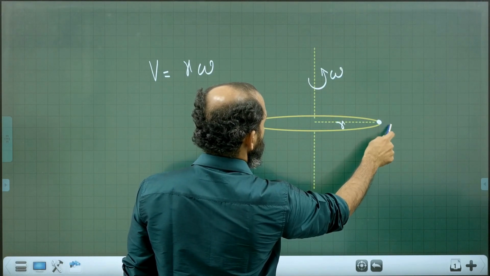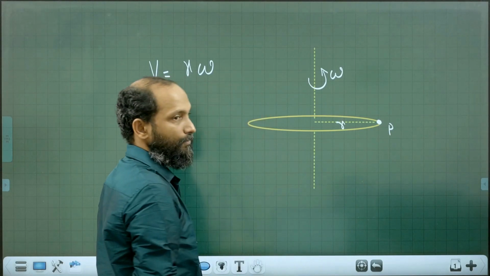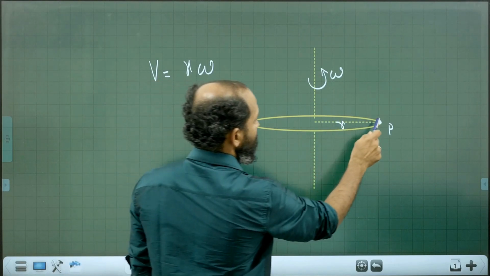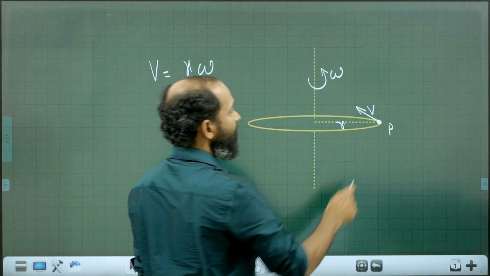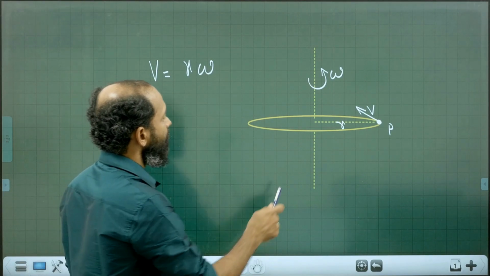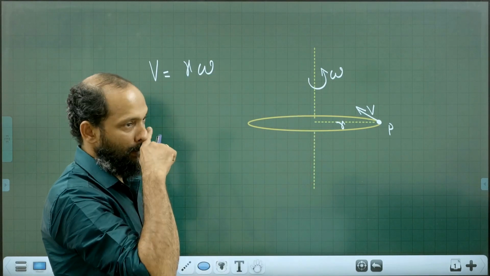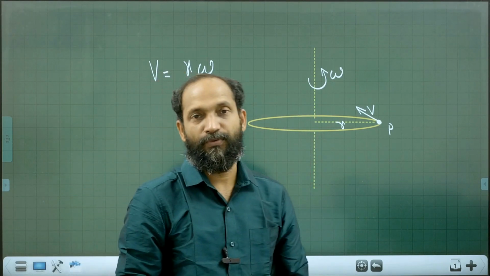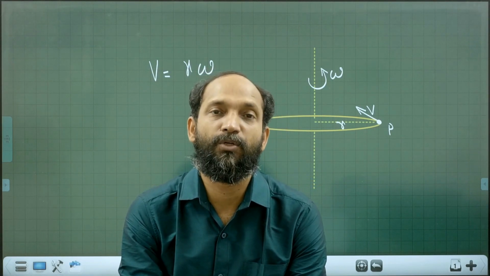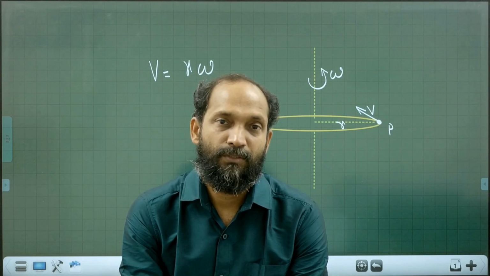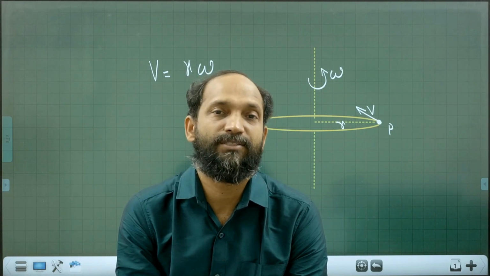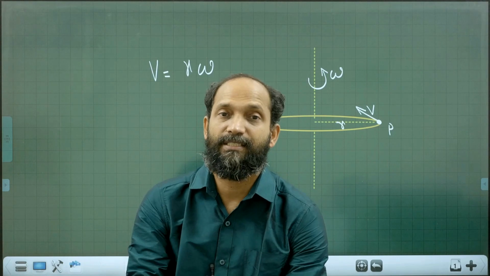If that particle is P, which is undergoing a circular motion in a horizontal plane with a radius R, at an instant its speed is V, then that speed can be measured by V equals R omega. In this type of motion, fixed axis rotation, there is only rotation, no translation. Center of mass will not have any translation, so the particle has a rotational kinetic energy.